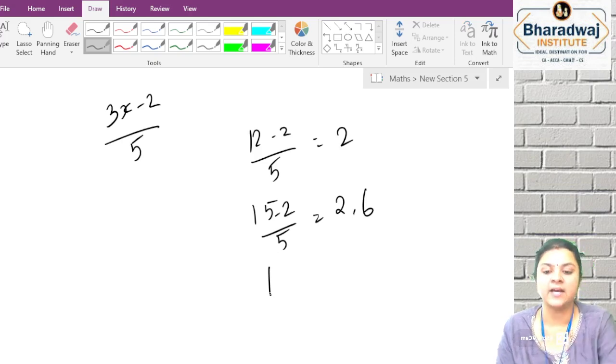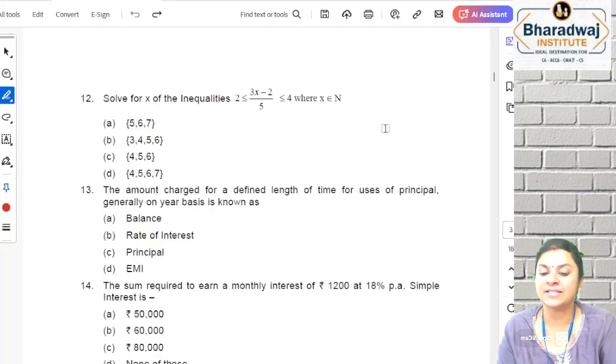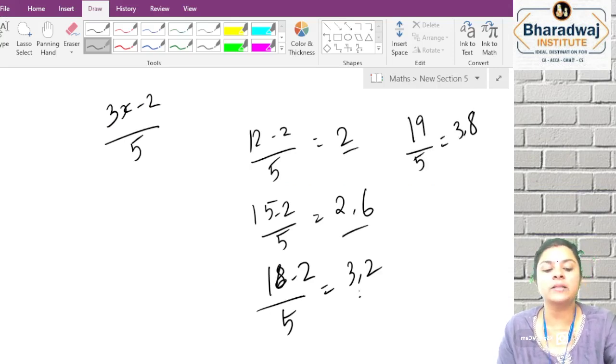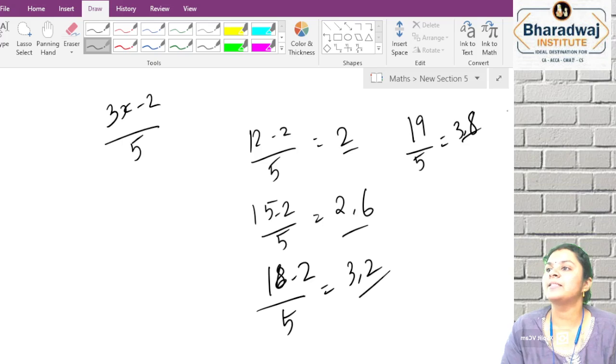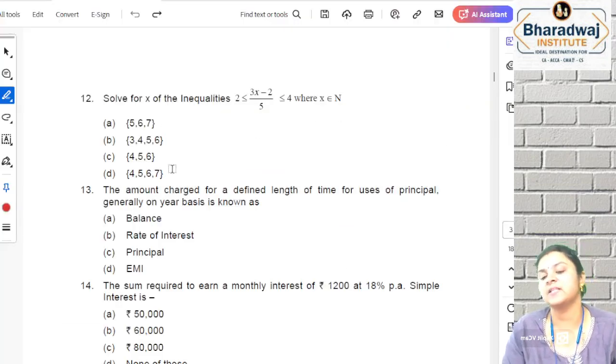Then next is 6. 6 3s are 18 minus 2, 16 by 5, you will get 3.2. And the last number is 7. 7 3s are 21 minus 2, 19 by 5, which is 3.8. So all the numbers are falling within the given criteria. So the answer is 4, 5, 6, 7.